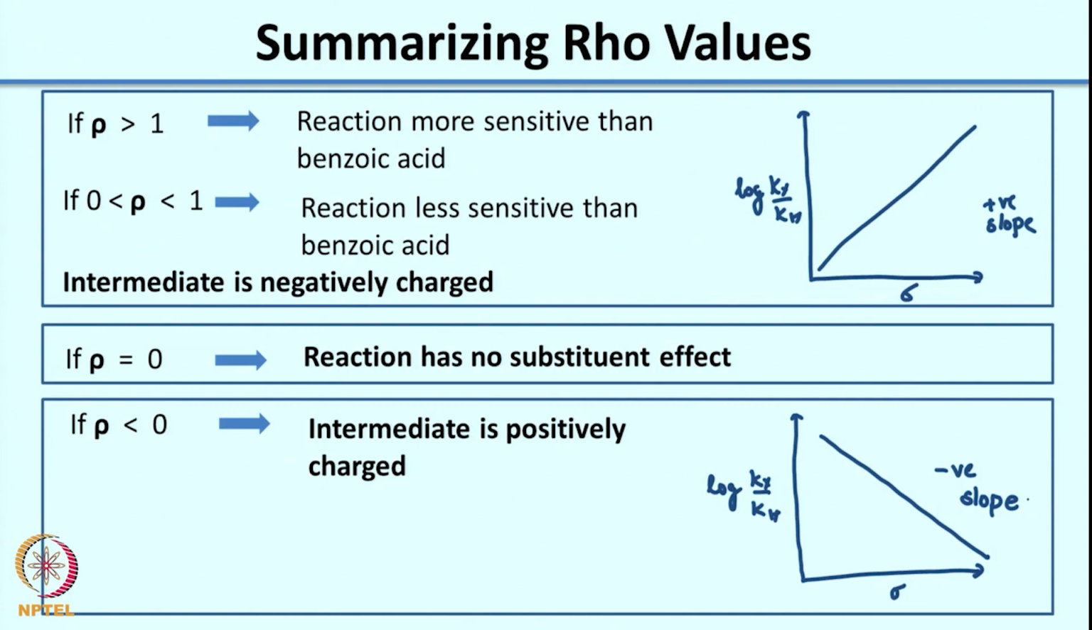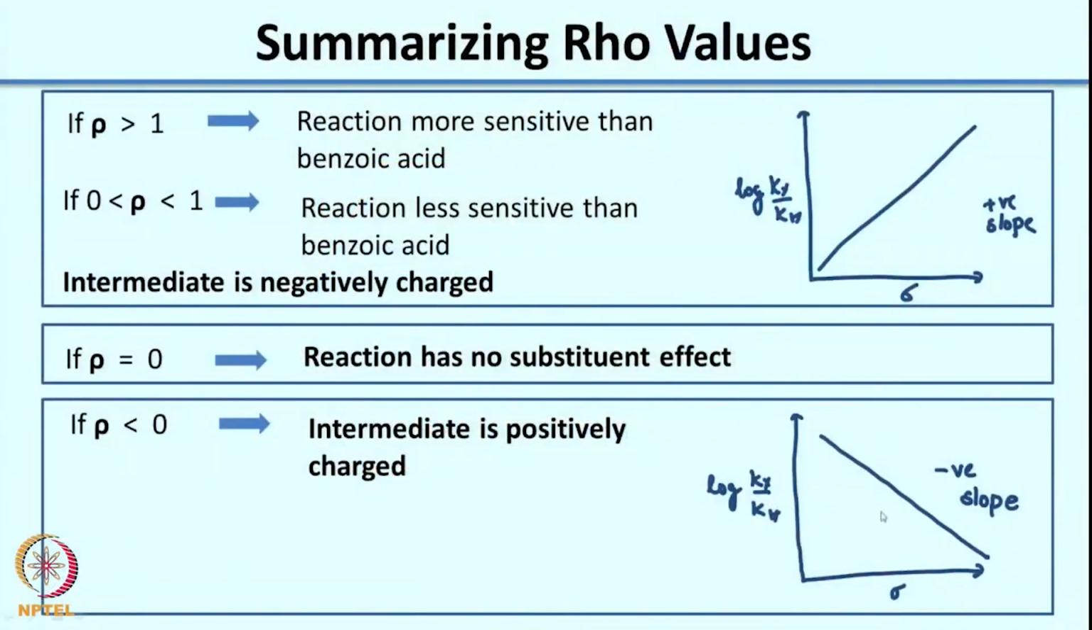So if you want to study a reaction, what you would do is, you would vary the substituents on the aromatic ring and then make what is called a Hammett plot, which would look something like these graphs, and based on the slope, both the magnitude as well as the sign, you can get information about the reaction intermediate.